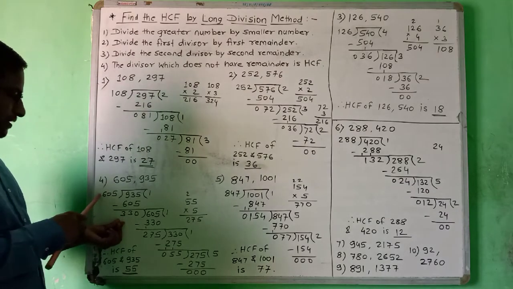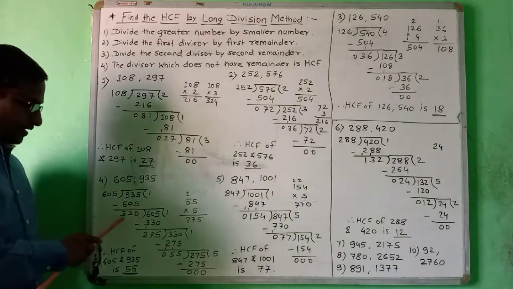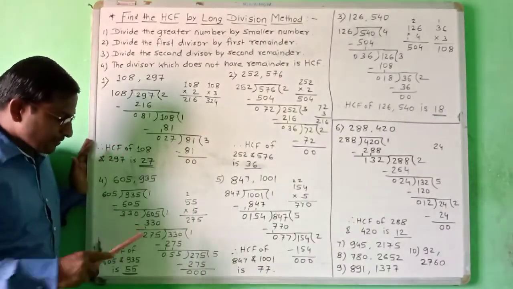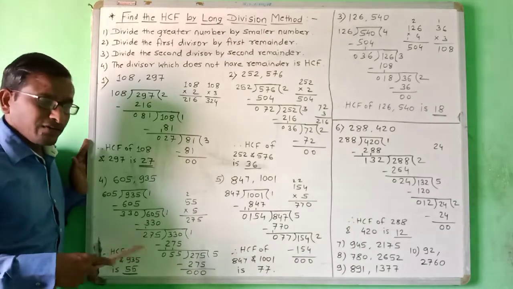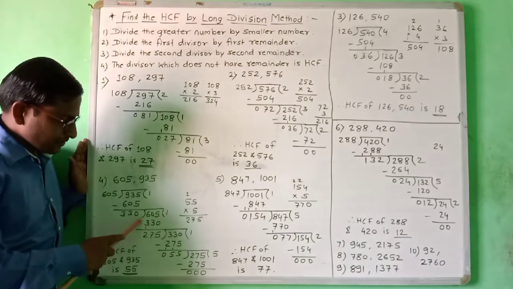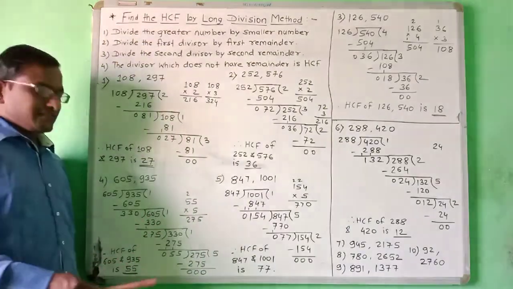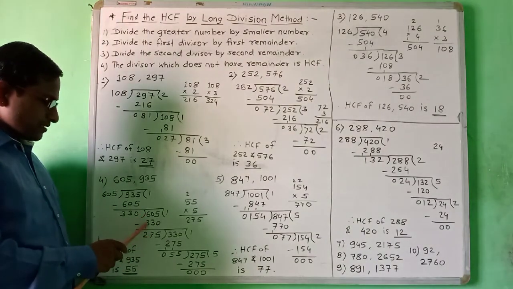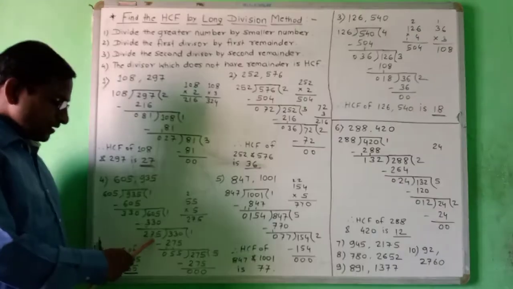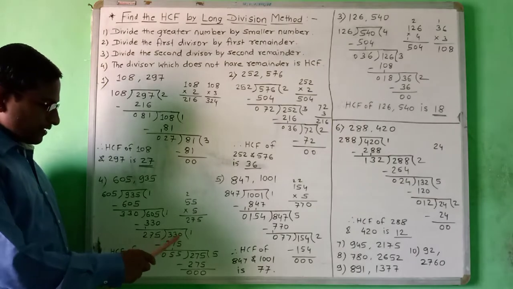This is the first remainder, and the first remainder becomes the divisor, and the first divisor becomes the dividend, 605. So 330 divides 605. 330 times 2 is 660, but here it is 605, and you want 605 or less than 605. So 330 times 1 is 330. So write 1 here and 330 here. Then again do the subtraction. 5 minus 0, 5. 0 minus 3, not possible. 10 minus 3, 7. Write 7 here, carry 1. 3 plus 1, 4. And 6 minus 4, 2. So here the second remainder is 275.